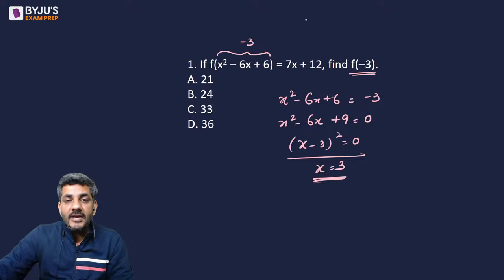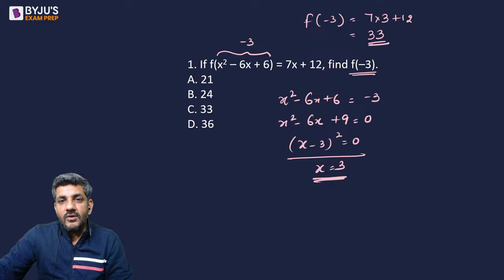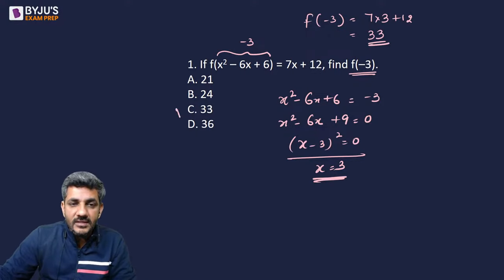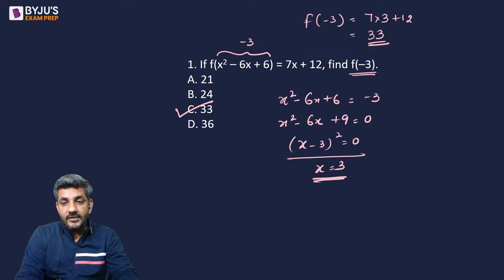And of course, the right hand side would become how much? So let's put x is equal to 3. I get f of minus 3 as 7 into 3 plus 12. That is equal to 33. So f of minus 3 is equal to 33. C option is the right answer for this very first question.